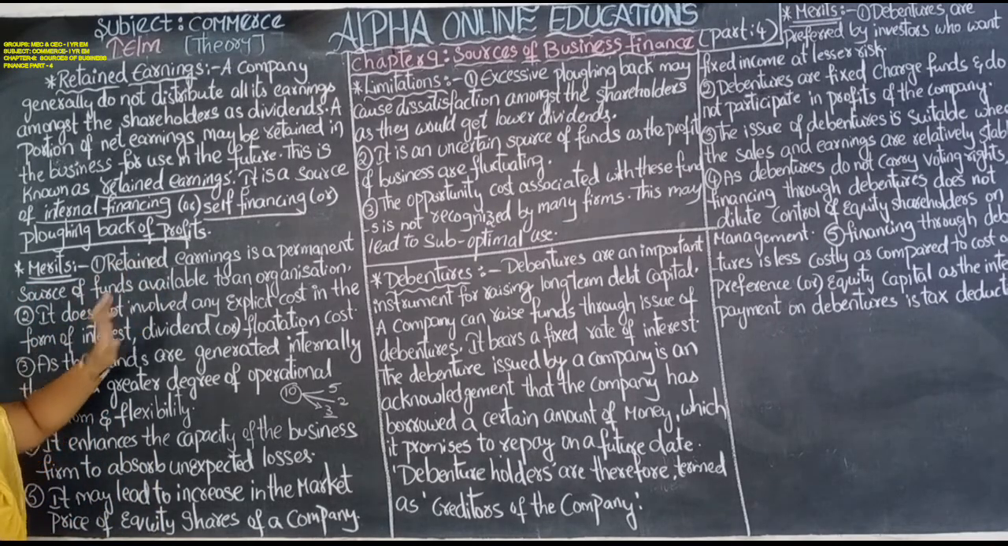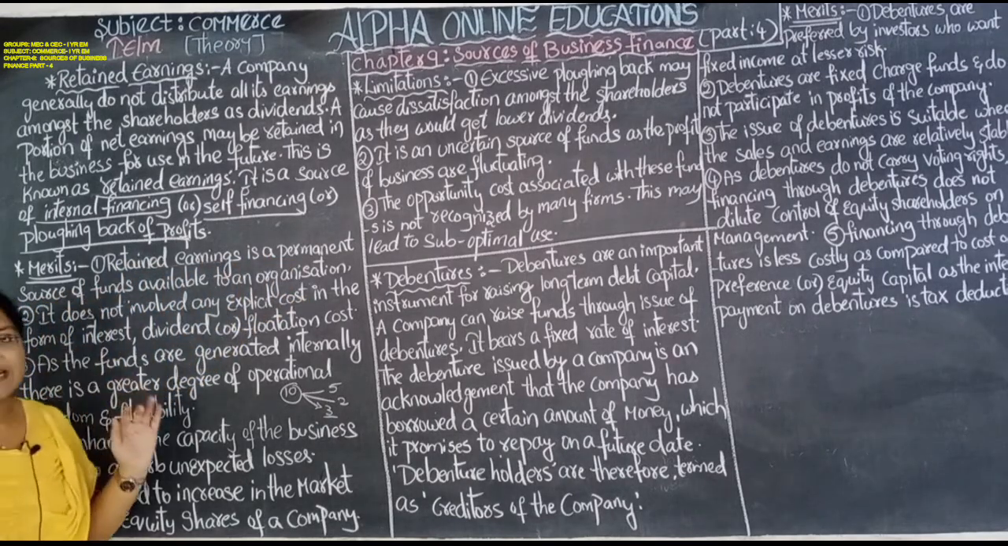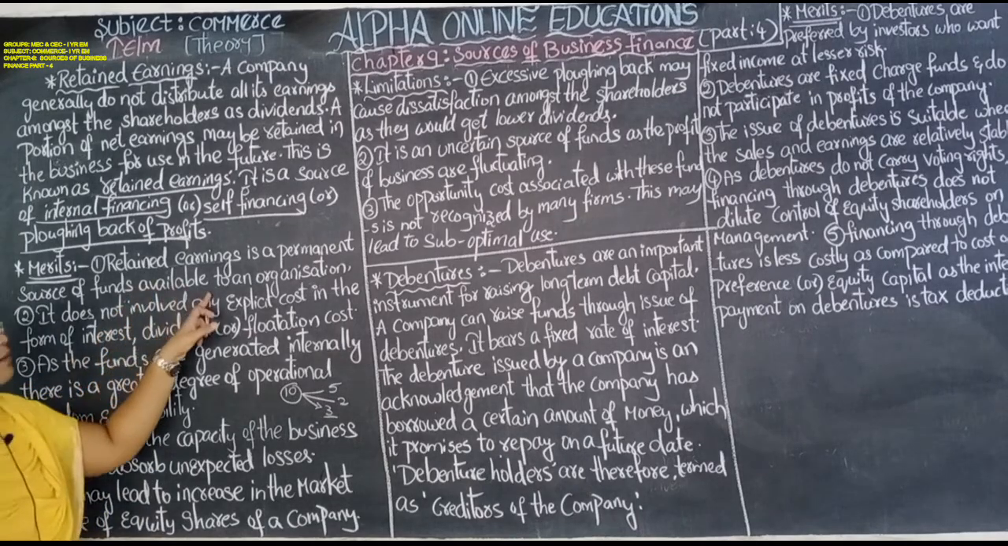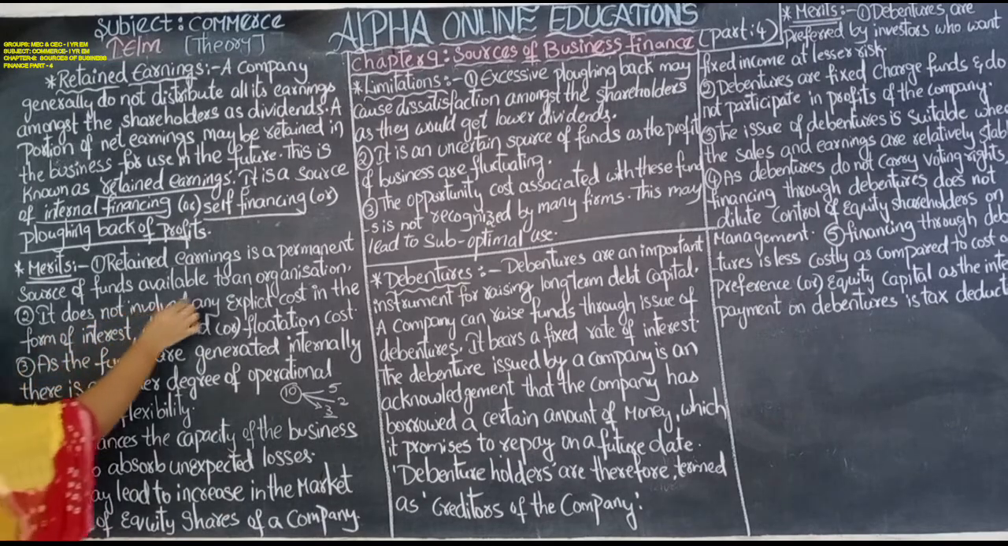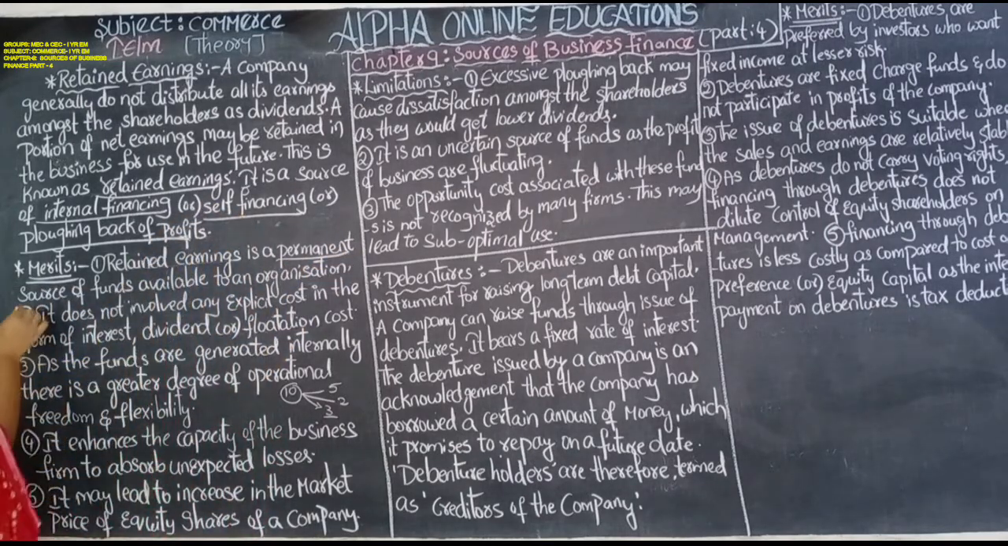Let us see. So retained earning is a permanent source of funds. Retained earning is a permanent source of fund available to an organization. So it is a permanent source of fund. Okay, because it is self-financing, that is a permanent source of fund that is available to the organization.